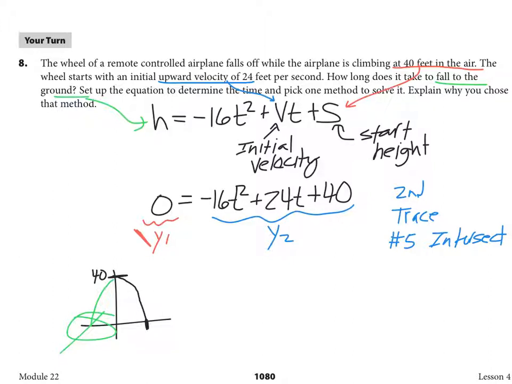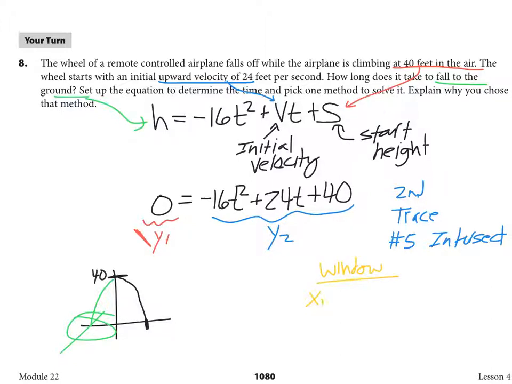So I'm going to go ahead and put those in. So y1, remember I'm going to make a fat line. I'm going to put 0. y2, I'm going to type in negative 16x squared plus 24x plus 40. Then I'm going to go to my window, and I'm going to set my window up.